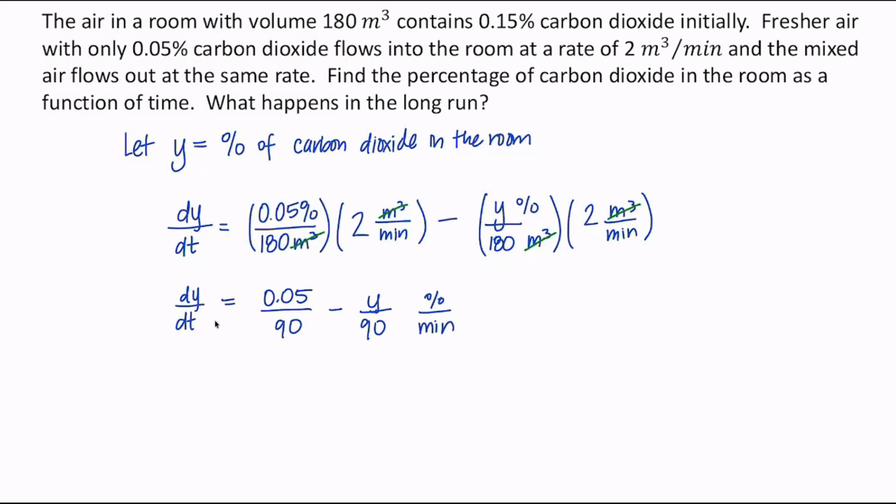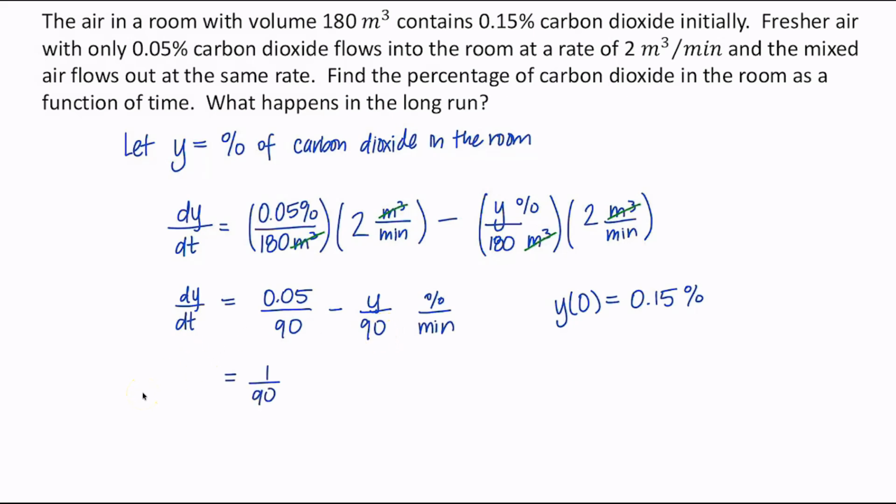We need our initial condition. So initially at time 0, what is the percent of carbon dioxide in the room? So we get to keep this as is. It's a percentage, and here when we solve this differential equation for y, we will get a percent. So here y of 0 we can keep as 0.15%.